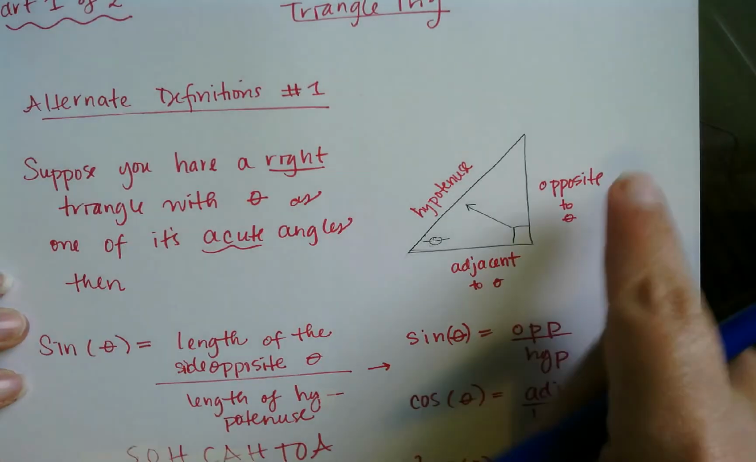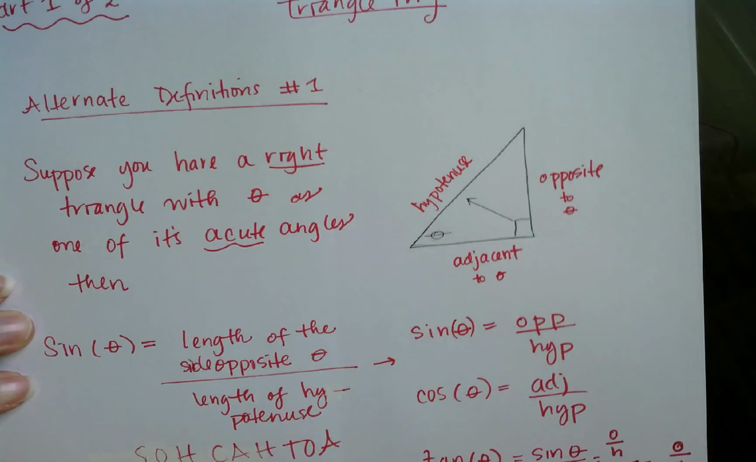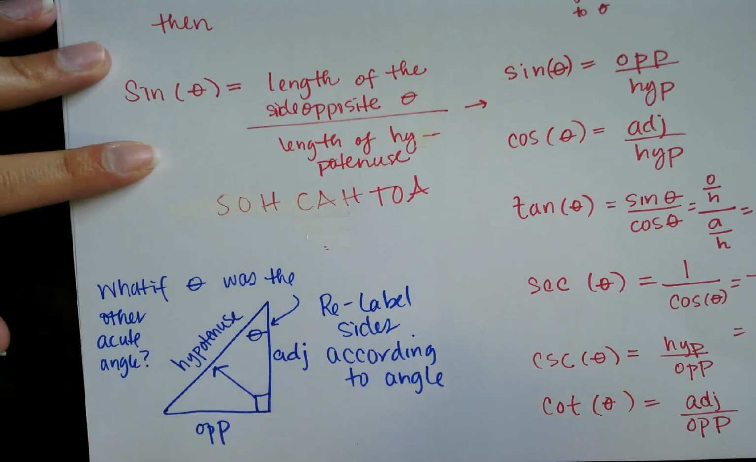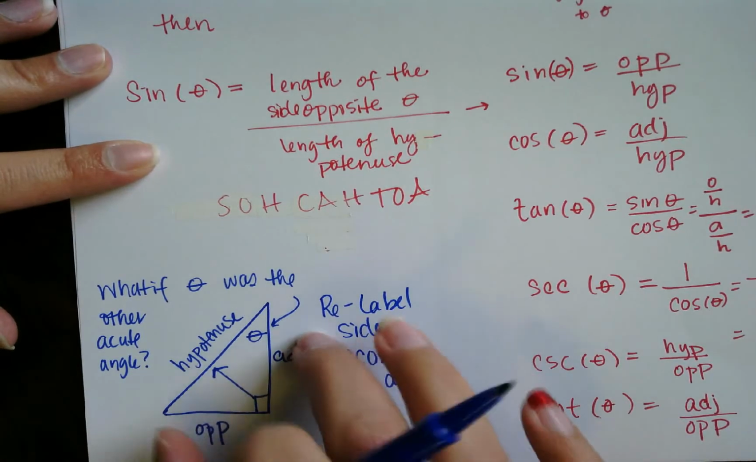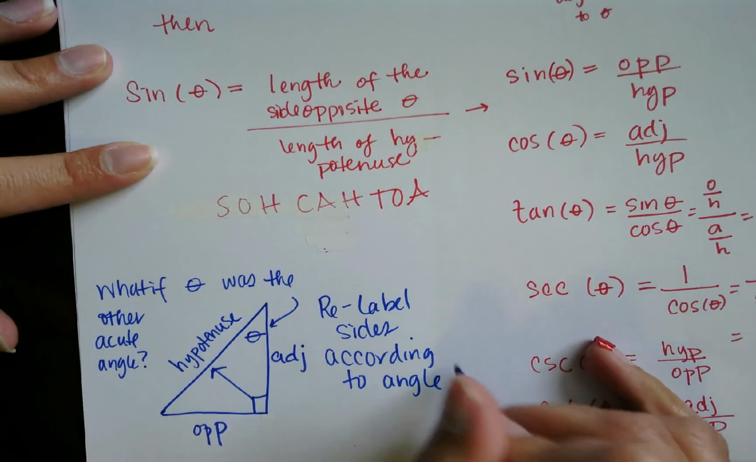Notice that label is different. Opposite, adjacent, and now it's adjacent, opposite, because you're working with a different angle. The definitions don't change, but your sides now change. Okay, so we're going to have to be careful of that.